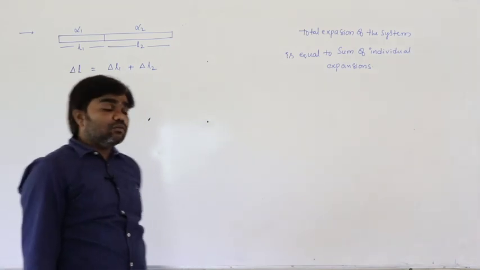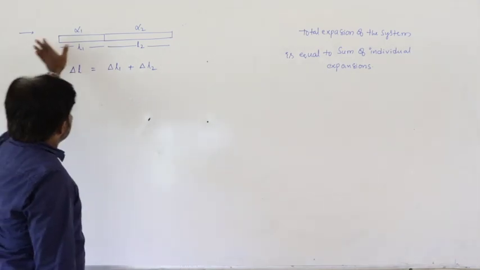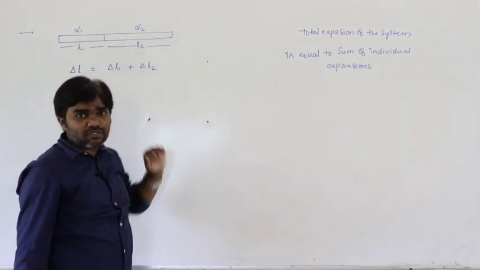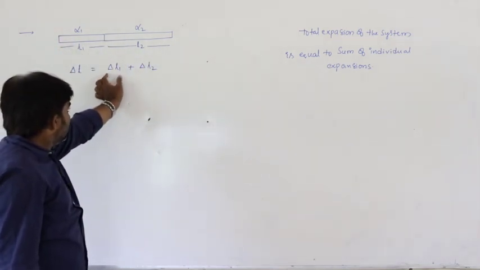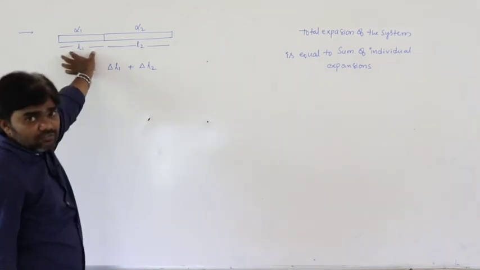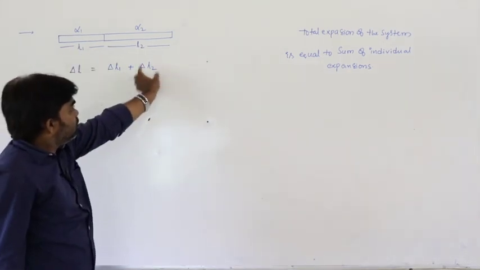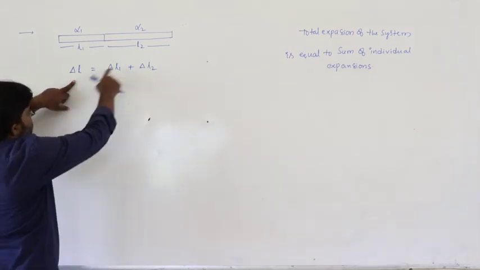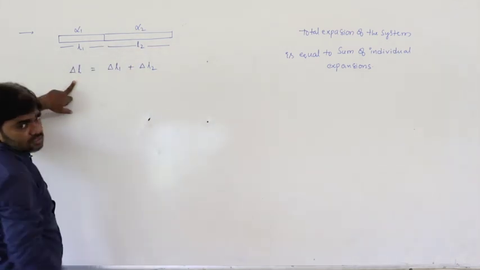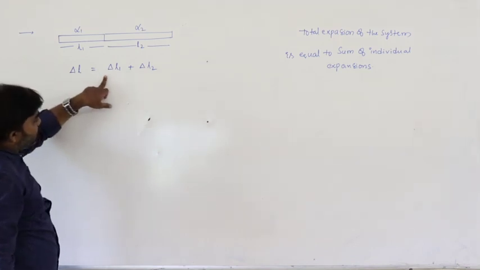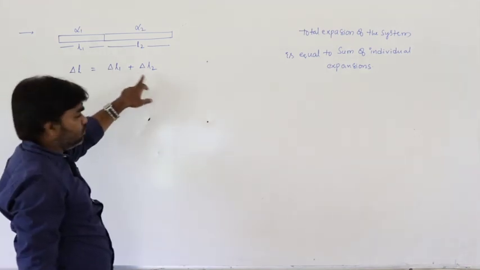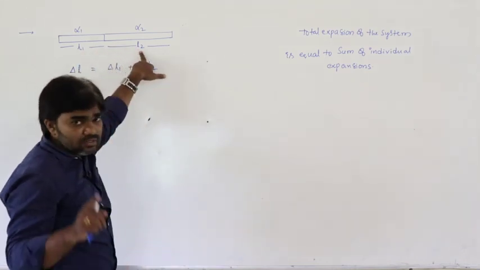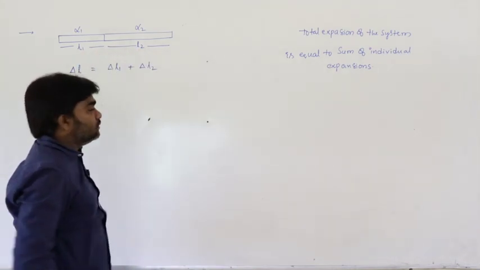What is delta L? Total linear expansion of the system. Delta L1 is the expansion of the first rod. Delta L2 is the expansion of the second rod. Delta L is the total expansion of the system, which is delta L1 plus delta L2.